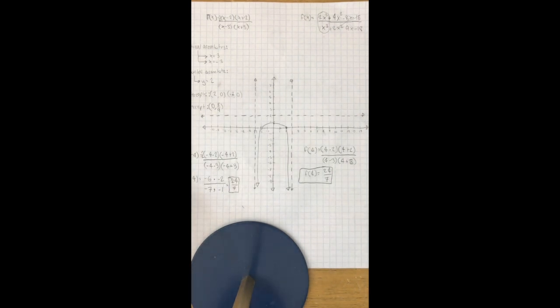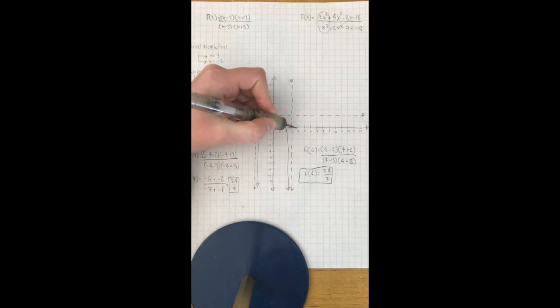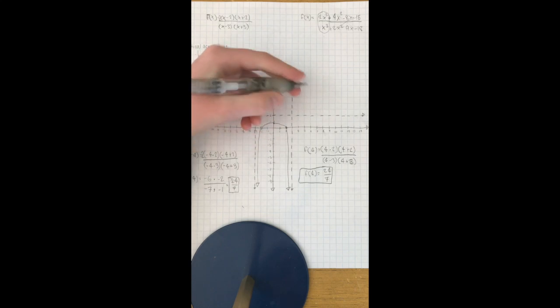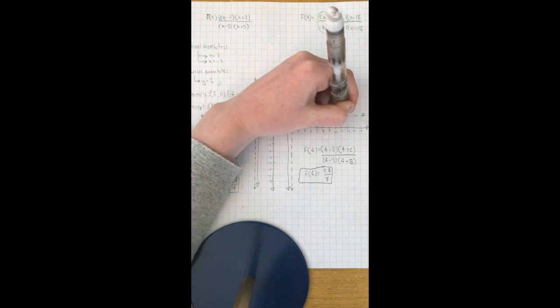Okay, so now that we have that f of negative 4 is 24/7 and f of 4 equals 24/7, we can graph those points. So 24/7 is about 3.5. So 4 and then 1, 2, 3.5, which is up here. So we know it looks something like that.